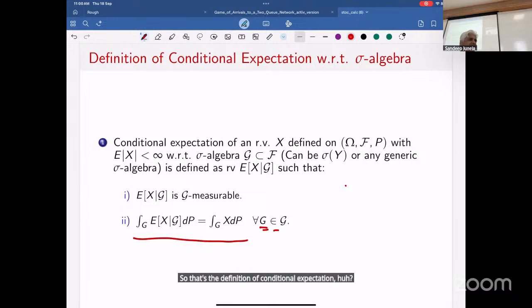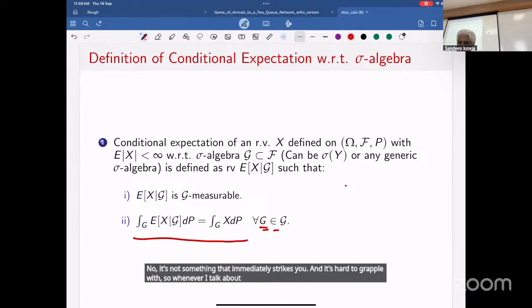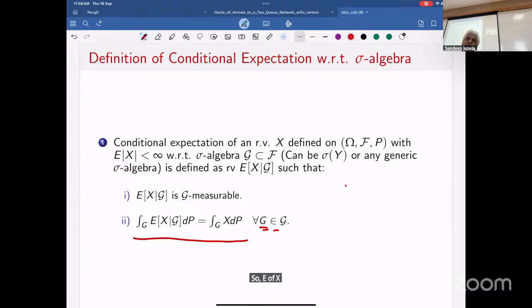It's a very non-trivial definition. It's not something that immediately strikes you, and it's hard to grapple with. So whenever I talk about conditional expectation, I mean something which satisfies both of these properties. E of X given G is G measurable, and it integrates like X. It's a smoother version of X, but it represents X on the sets in calligraphic G. It integrates like X.